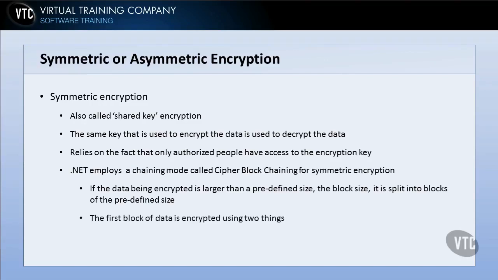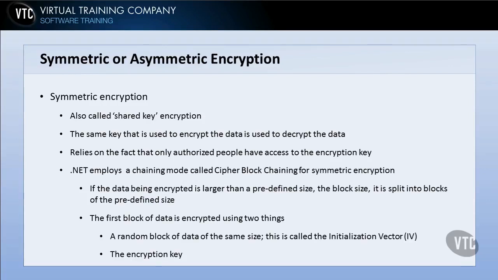Now, the first block of data is encrypted using two things. A random block of data of the same size, and this is called the initialization vector, the IV. You will see the IV, the initialization vector, mentioned in the code that you're going to have to write to do encryption. You'll see it in some sample code later on in the course. And then it'll also use the encryption key.